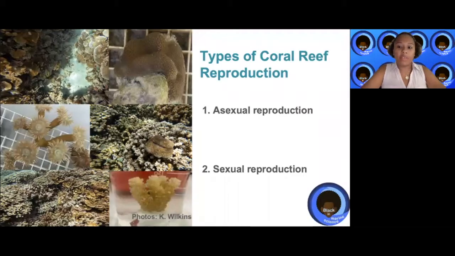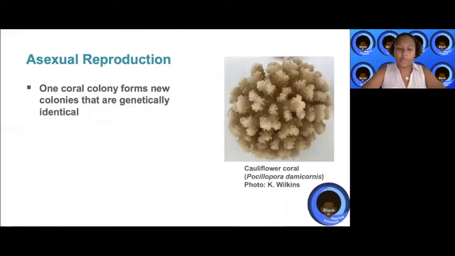Now, there are thousands of species of coral that have been found so far, with many more likely waiting to be discovered. Coral come in all different shapes, sizes, and colors with very diverse ways of reproducing. A single species may reproduce in several different ways. Generally, corals are able to reproduce both asexually and sexually. Asexual reproduction means that a single coral colony will form new colonies that are genetically identical to the parent colony. There are several different ways this can occur.